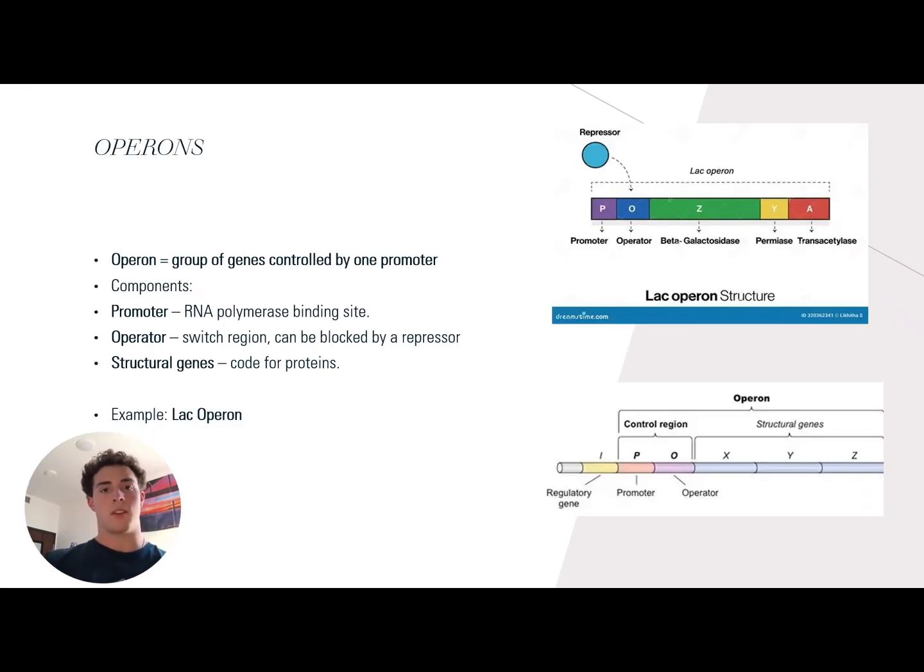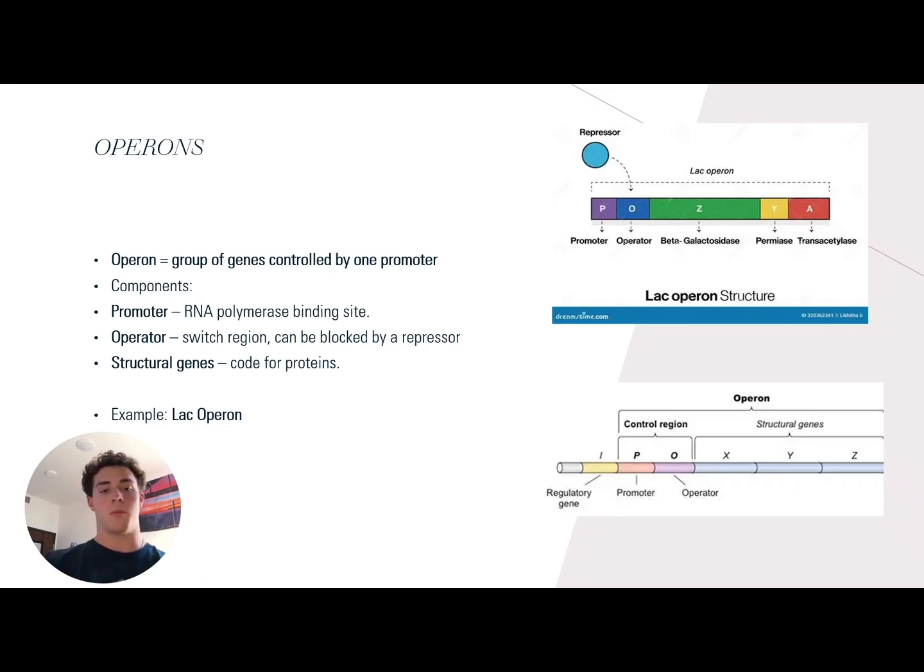The main way bacteria regulate genes is through something called an operon. An operon is a cluster of genes controlled by a single switch. It has three main parts: the promoter, where RNA polymerase binds, the operator, which acts like the on and off switch, and structural genes, which code for the proteins. This setup allows bacteria to control multiple genes all at once.